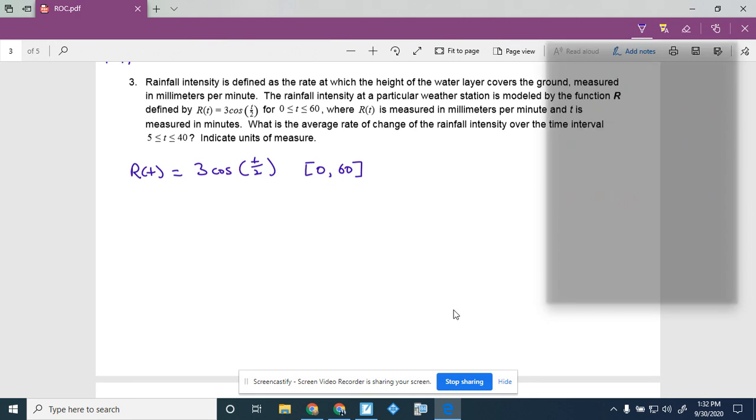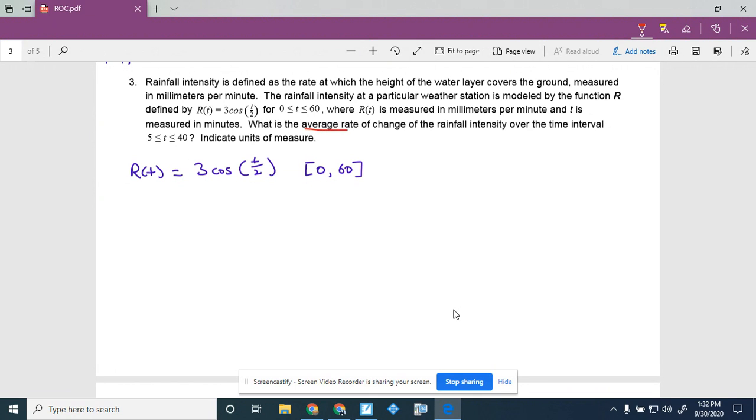The question is, what is the average rate of change of the rainfall intensity, which we have a function for, it's r, over the time interval 5 to 40. So this is the interval they want the average over. They define the function on a larger interval, but they want the average over this interval. So you're like, all right, average rate of change over the interval 5 to 40, there's a formula for that. It's the slope of the secant line, right?